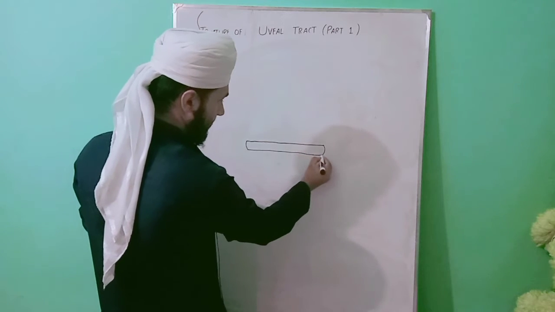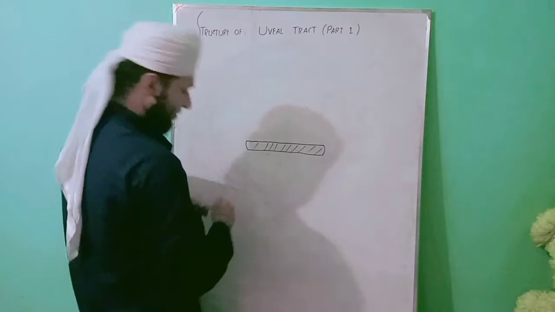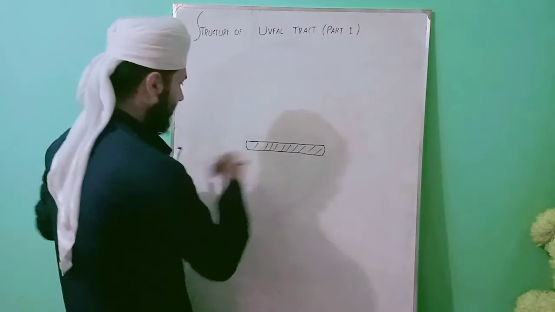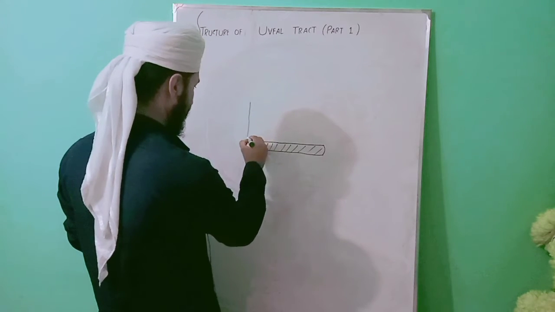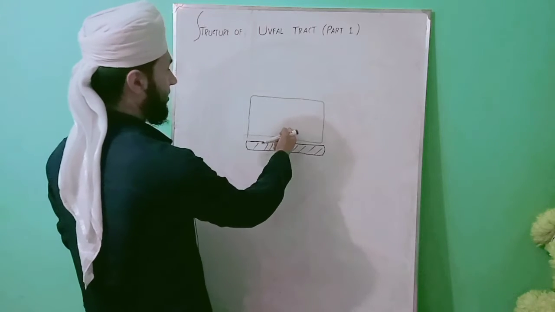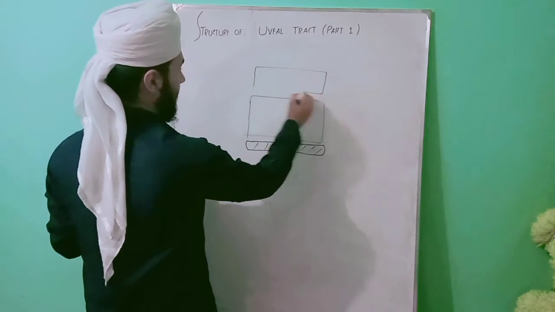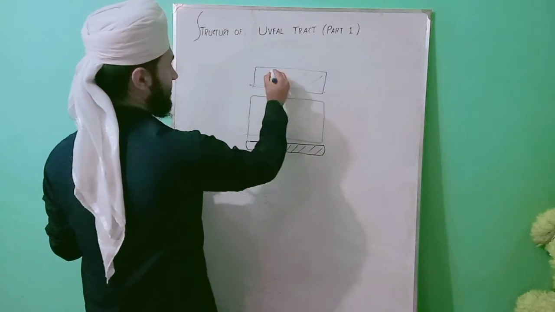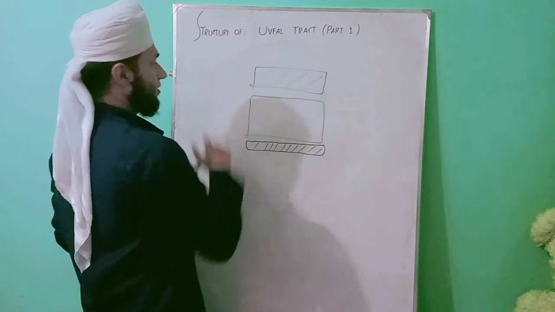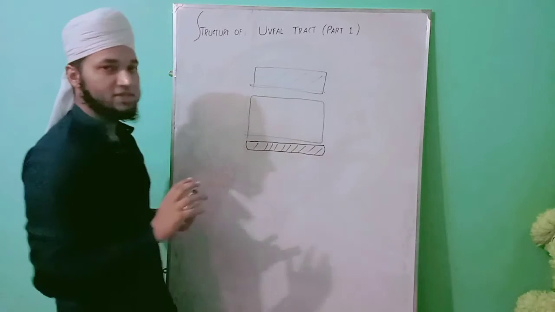Inner to the sclera what is present? Choroid. So here will be our choroid, and inner to the choroid what is present? Retina. So here will be our retina. As you can see, choroid is present between the sclera on the outer side and the retina on the inner side. Now this choroid is seen to be composed of three layers under light microscope.